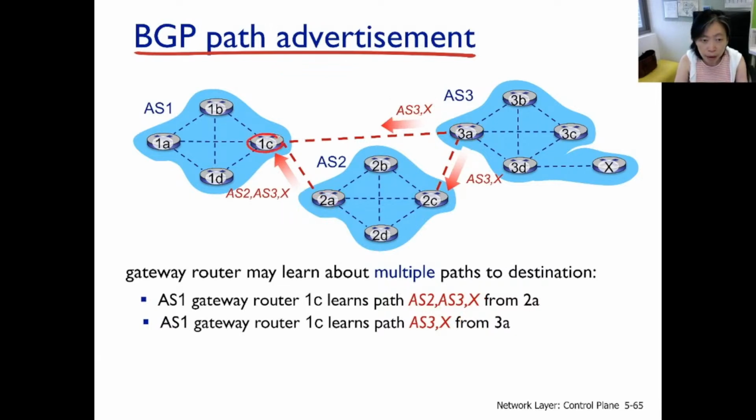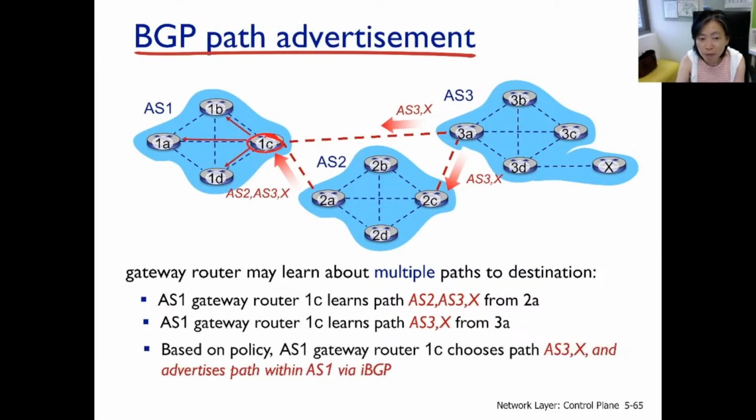At this point, 1C sees two advertisements coming in. Before 1C propagates any of the paths further, it needs to check the import policy. So AS1's gateway router 1C needs to choose. It could choose one of the two, or it could take both of them. Let's say that 1C chooses AS3 X, the shortest AS path, and advertises it to all routers internally of AS1. This is the second example.